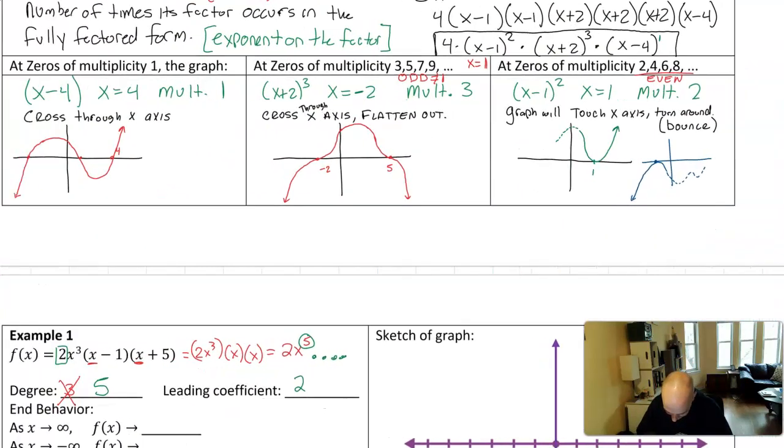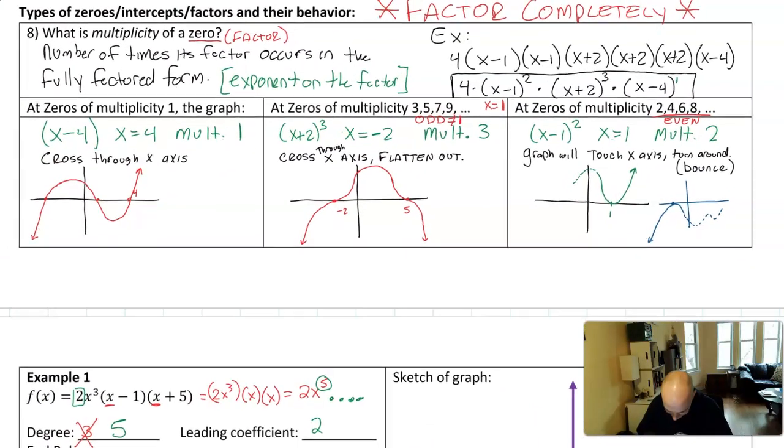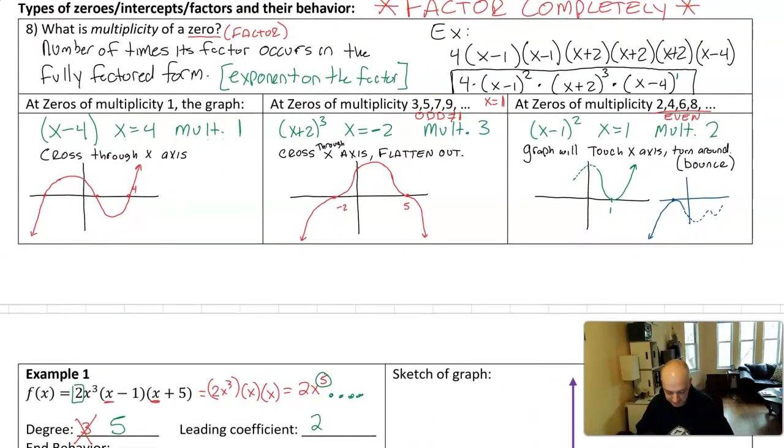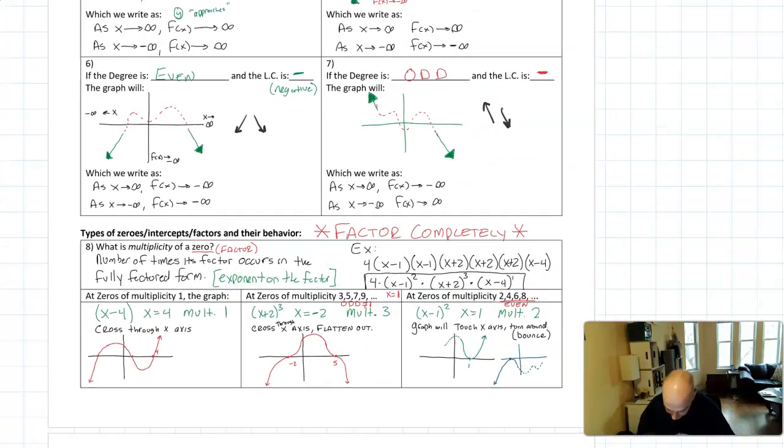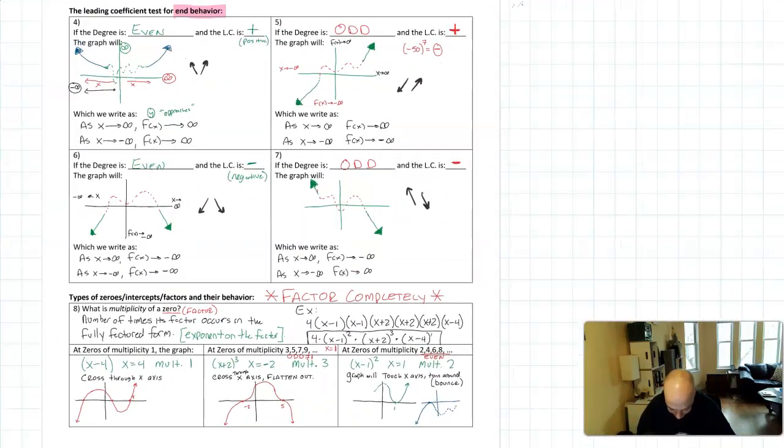So depending on the multiplicity of the zero, which is the number of times that factor occurs in the fully factored form, you could have three potential behaviors. The graph might cross right through at that zero. The graph could cross through and flatten out at that zero, or the graph could touch and then turn around. And that's it.